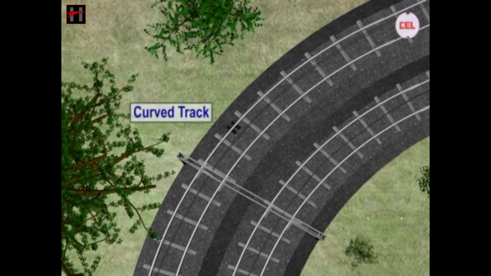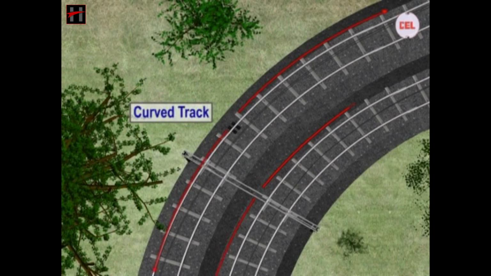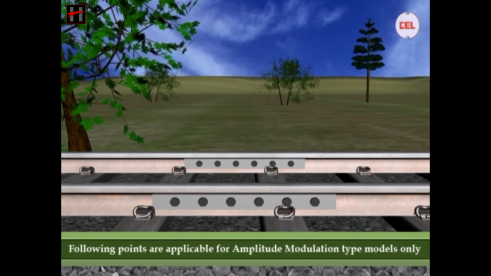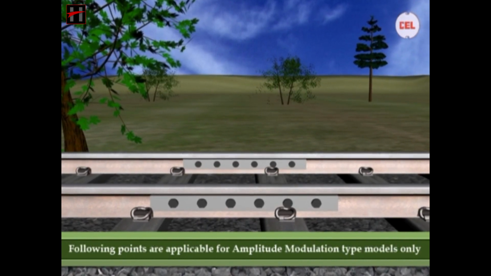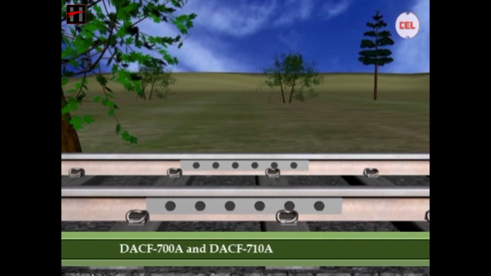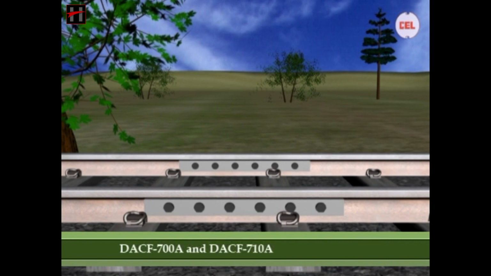Do not install axle detectors on curved tracks or on bends. The following points are applicable for amplitude modulation type models only, DACF 700A and DACF 710A.